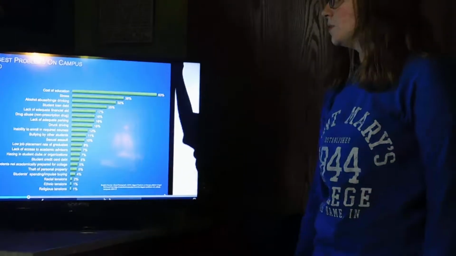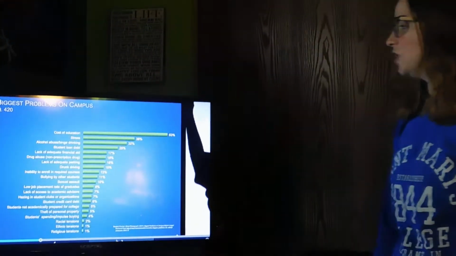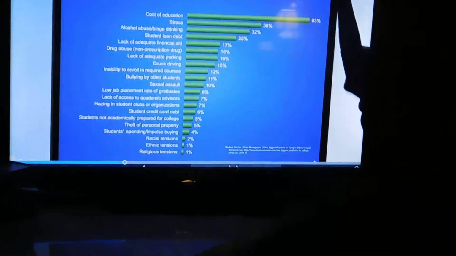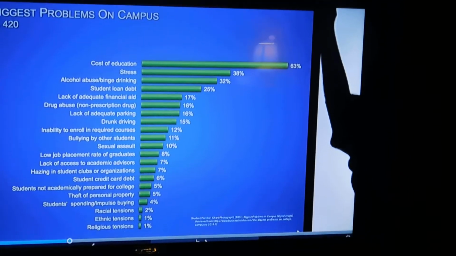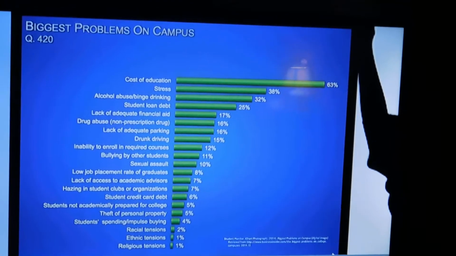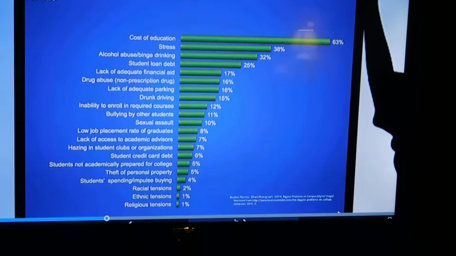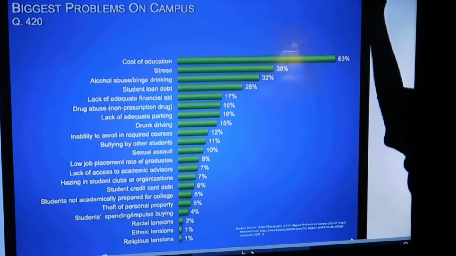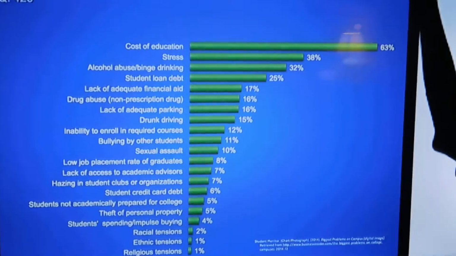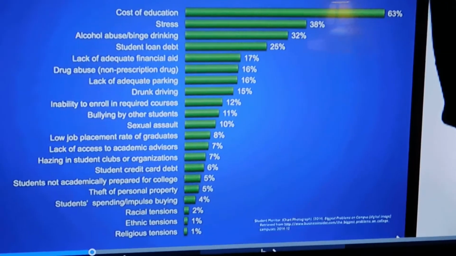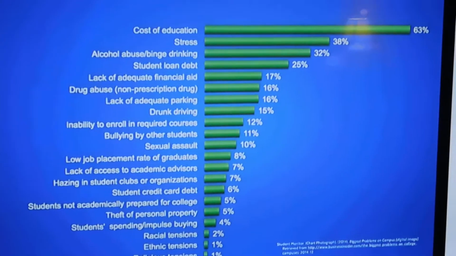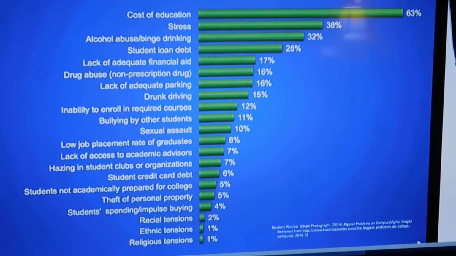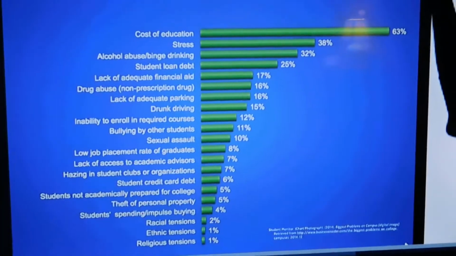This is a chart of the biggest problems on campus, and I have cost of education at 63%, stress at 38%, alcohol abuse and binge drinking at 32%, student loan debt at 25%, lack of adequate financial aid at 17%, drug abuse 16%, lack of adequate parking 16%, drunk driving 15%, inability to enroll in a required course 12%, bullying by other students 11%, sexual assault 10%, low job placement rate of graduates 8%, lack of access to academic advisors 7%, hazing in school clubs or organizations 7%, student credit card debt 6%, students not academically prepared for college 5%, theft of personal property 5%, student spending and impulse buying 4%, racial tensions 2%, ethnic tensions 1%, and religious tensions 1%.